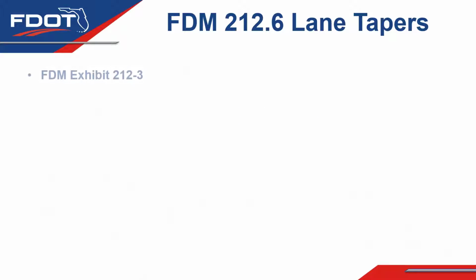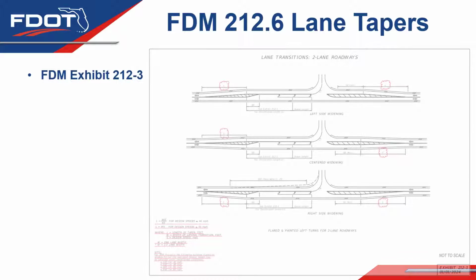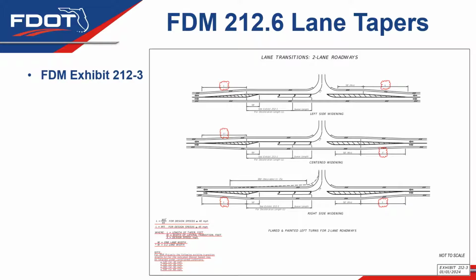Exhibit 212-3 was also updated. This update was based on requests from the districts to simplify and clarify the requirements for lane transitions. The revisions made to this exhibit affected the lane transition lengths requirements and the labels associated with those values.